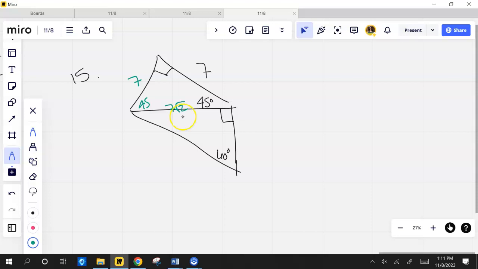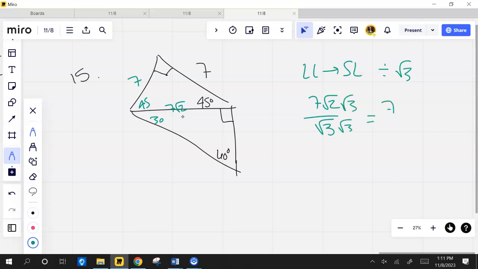Okay, so right now, all right, look, let's do it. Right now, this is the long leg, right? How do I get from long leg to short leg? Divide by square root of 3. So I'm going to take 7 root 2 divided by square root of 3. 7 root 6 over 3. Now take the short leg.